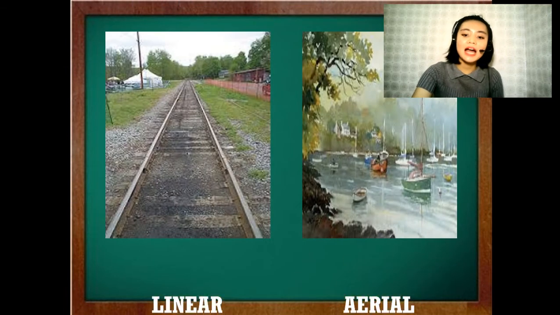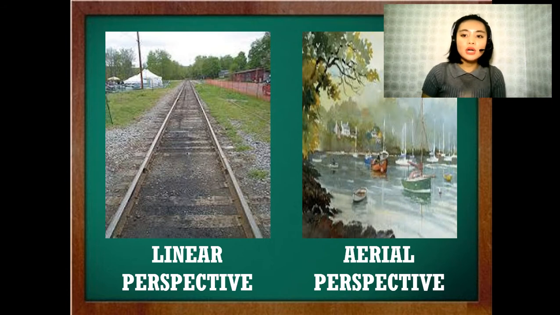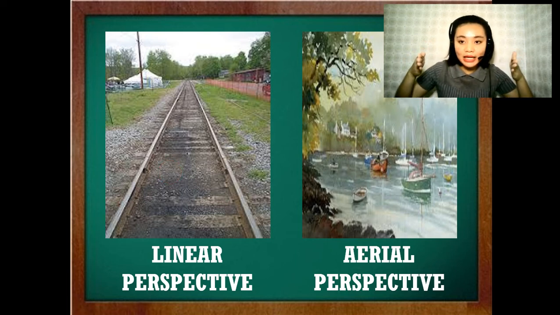So next is we have perspective. We have two kinds of perspective: linear perspective and aerial perspective. Linear perspective is of course linear, diretso lang siya. Most of the time this is being used in just one kind of perspective, like railroads, corridors, roads, bridges, okay? Na lahat ng iisang pupuntahan diretso lang. So that is linear perspective.